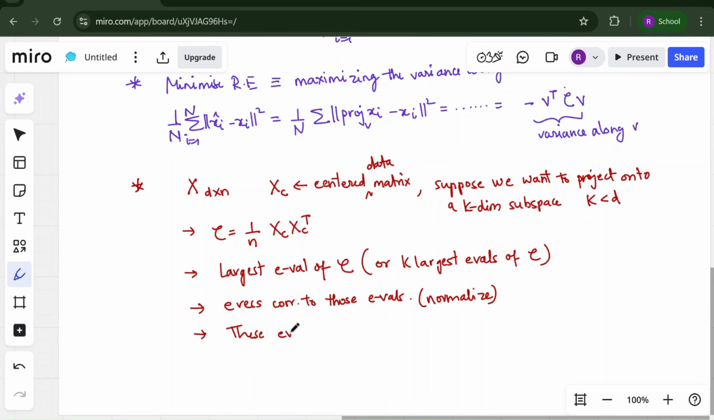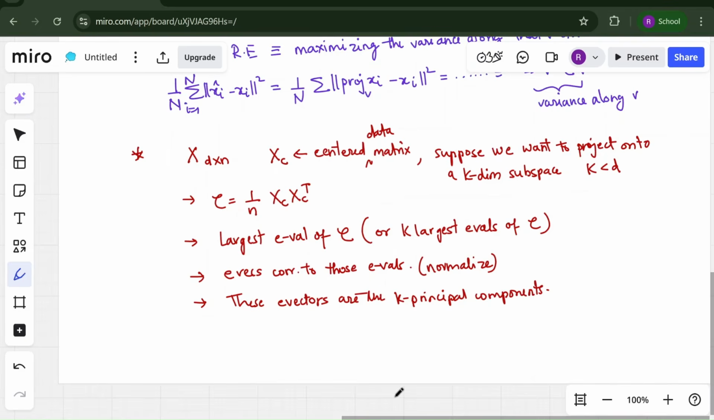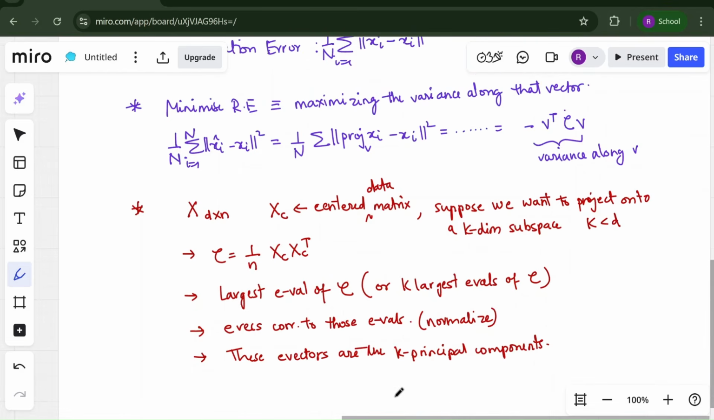These eigenvectors are the k principal components. Okay, all right, that is cool. Pretty much this is everything about PCA.